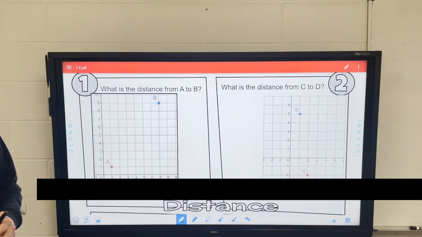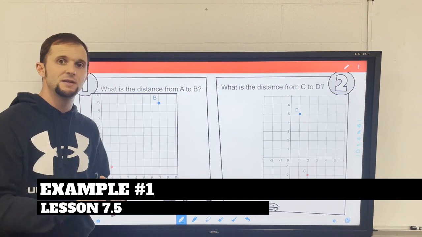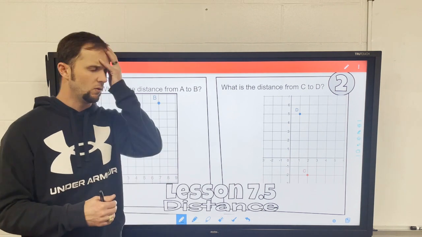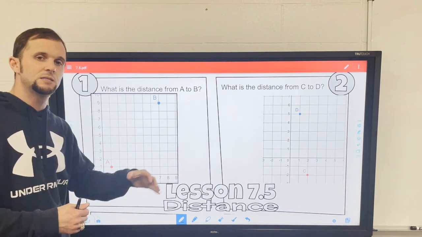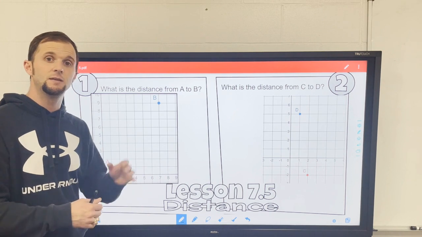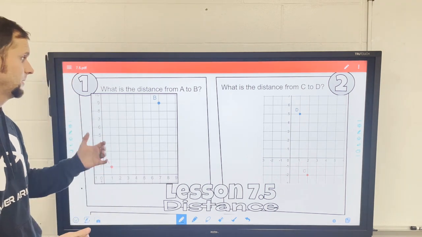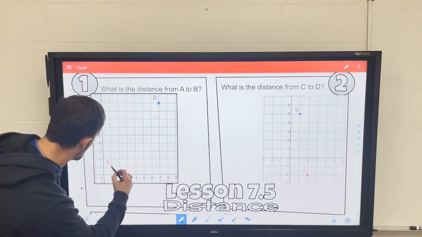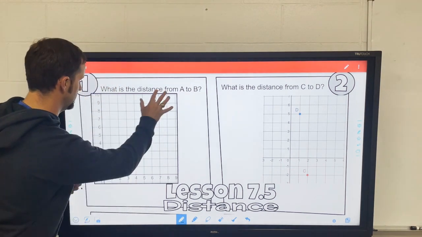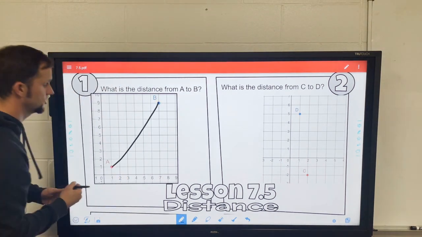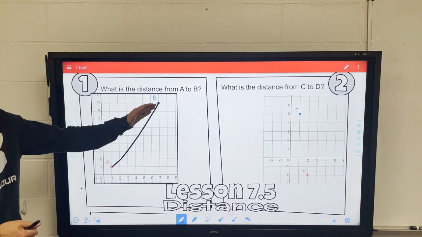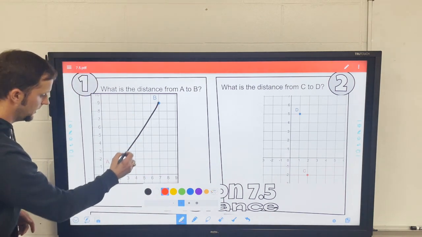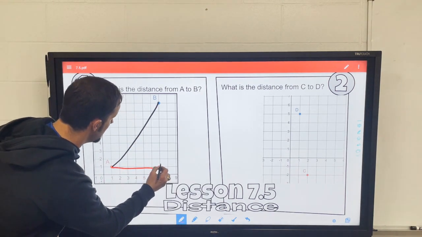All right, guys, so on example number 1: Unit 7 has all been about the Pythagorean theorem and solving for the side of a right triangle. The reason we did the distance formula at the end is that technically the distance formula is just the Pythagorean theorem, and I'm going to show you why. Number 1 asks, what is the distance from A to B? If I draw a straight line from A to B, I need to find that distance. If I draw the distance over and the distance up, it ends up creating a right triangle.